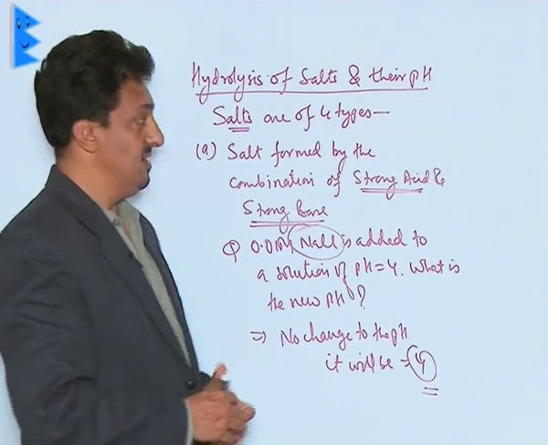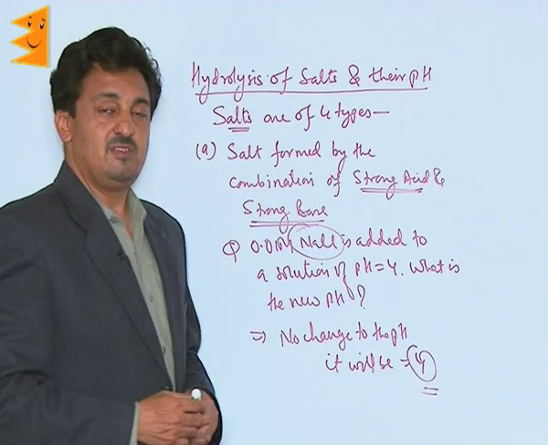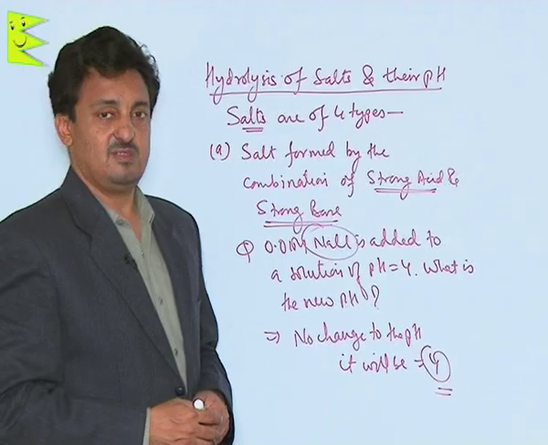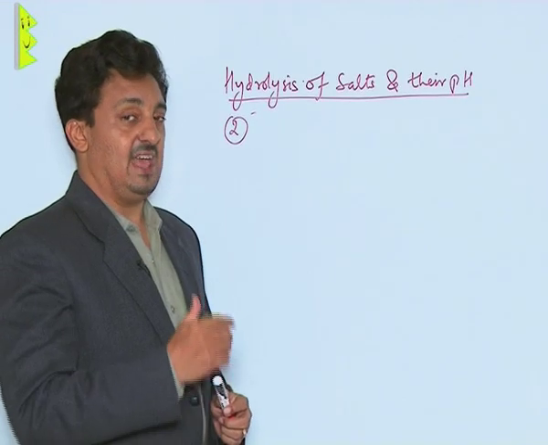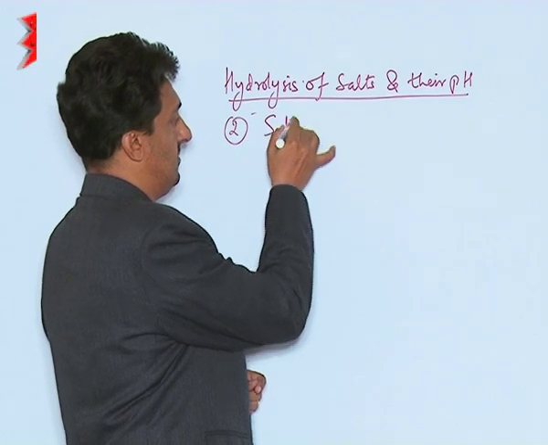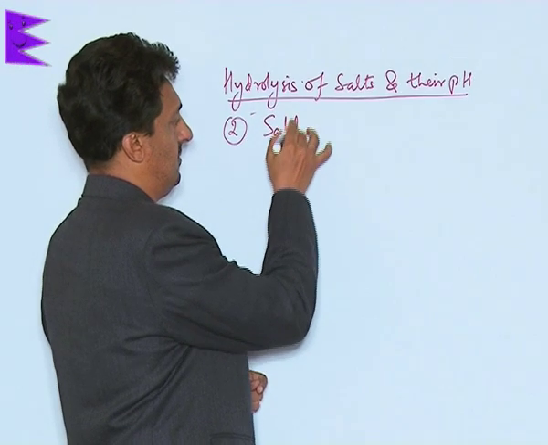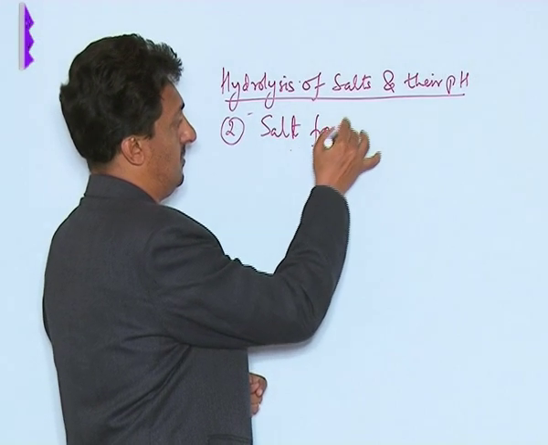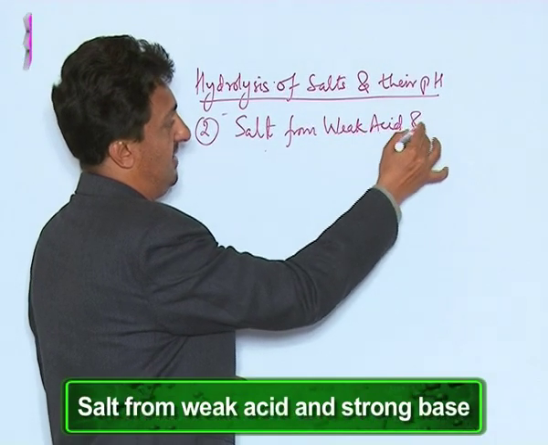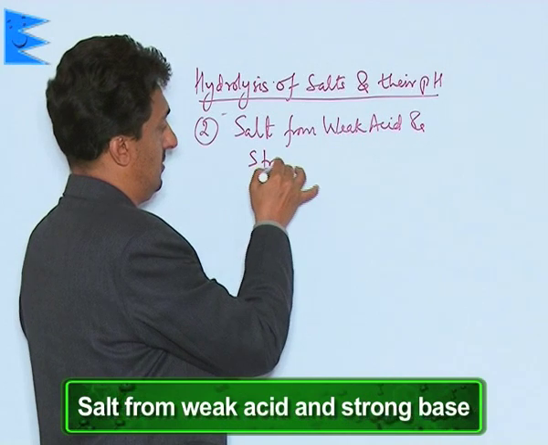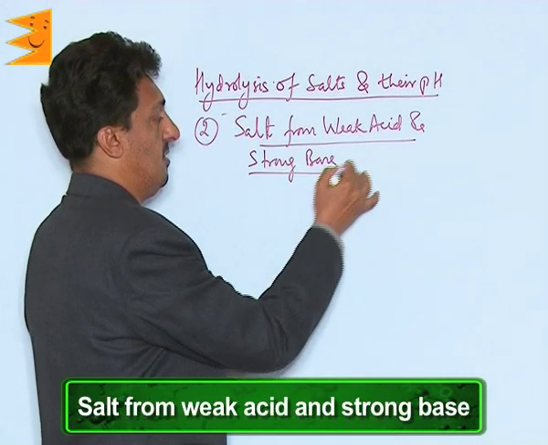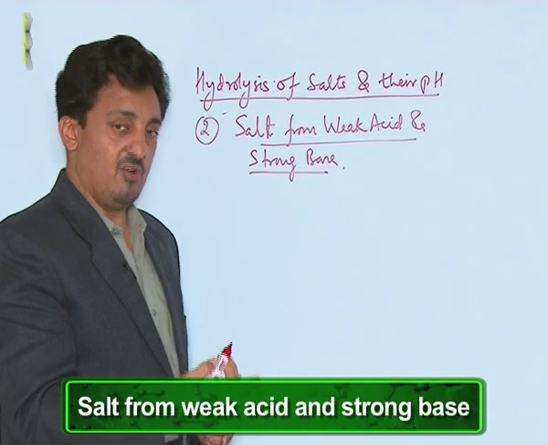So this is the first type of salt, which is formed by the combination of a strong acid and a strong base. Let us take now the second type of salt, which is a salt from a weak acid and a strong base. So one of them is weak, the other is strong.